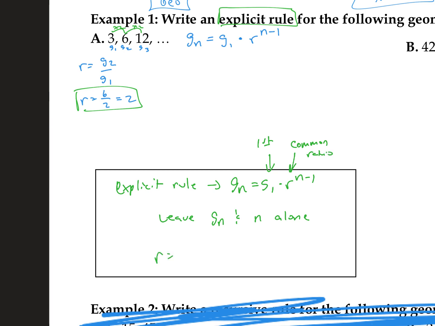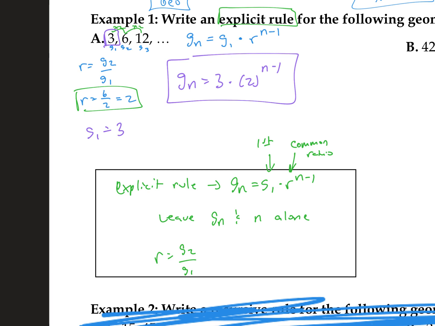I just showed you r is equal to g sub 2 over g sub 1. So to write my equation, g sub 1 is my first term. So I got 3 times 2 to the n minus 1 power. And there is my explicit rule.